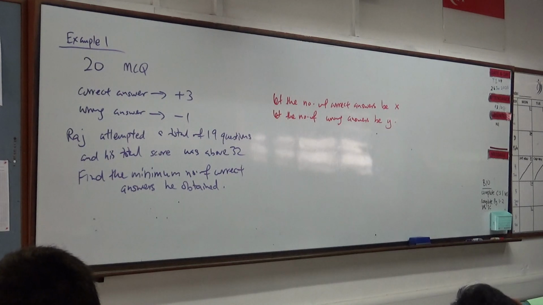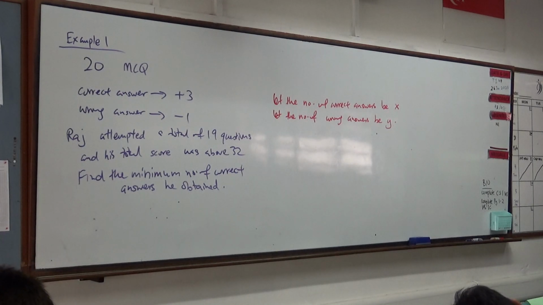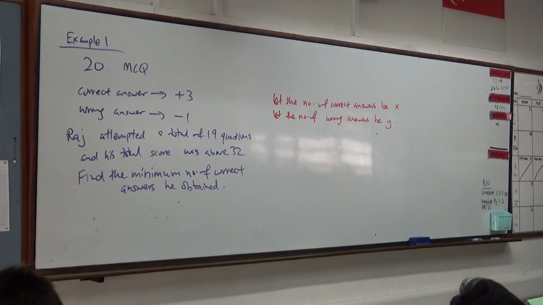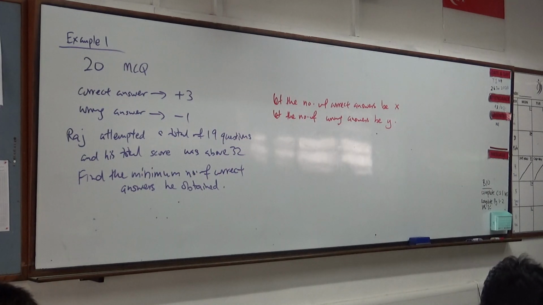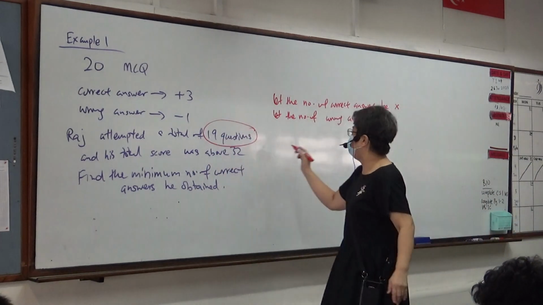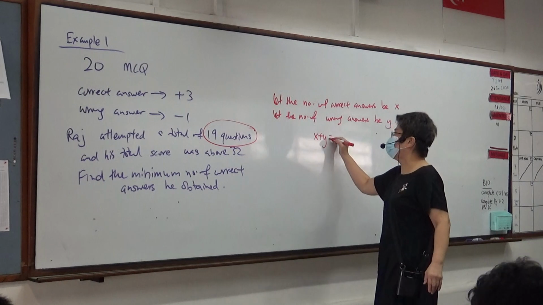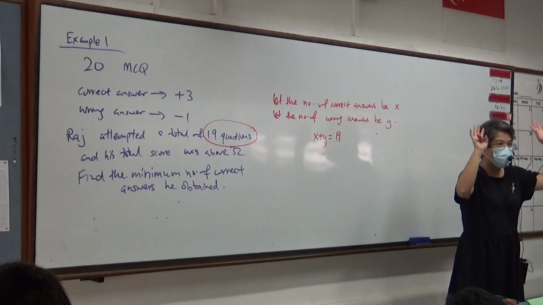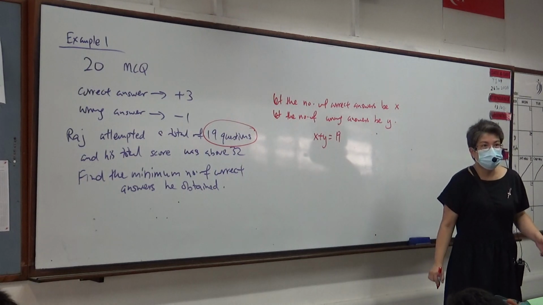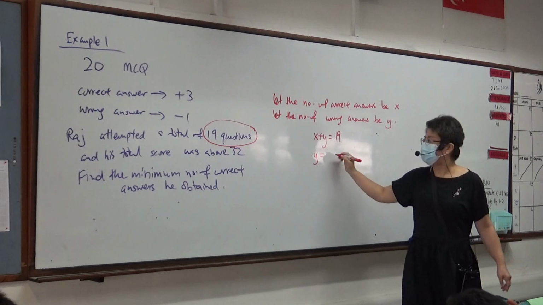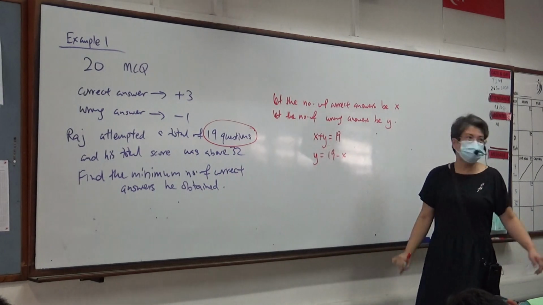I want to teach you how to reduce it to one variable. This is 2 variables, right? X and Y. Now, they're all together 20 questions, but that is not the issue. The issue is, he attempted how many questions? 19. That means X plus Y must be 19 only, right? So if I have it like this, what is Y? 19 minus X, right?